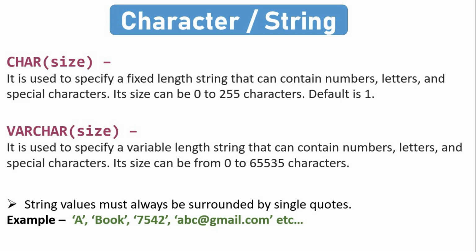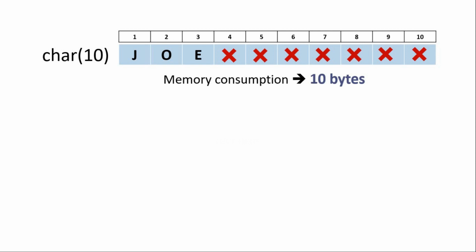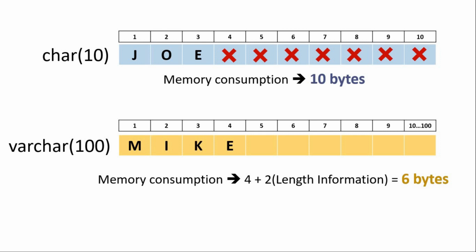So in such a case char is the best choice, because char takes up 1 byte per character. So if you give the size of char as 10, but you only store 3 characters, then in that case the remaining 7 bytes of space will get padded with blanks. While in case of varchar, it holds only the characters you assign to it. So it will take 1 byte per character plus 2 bytes to hold the length information. For example, if you set a varchar size to 100 and store a value like Mike, then it would take up 4 bytes for the Mike plus 2 bytes to hold the information. So in total it will take 6 bytes.